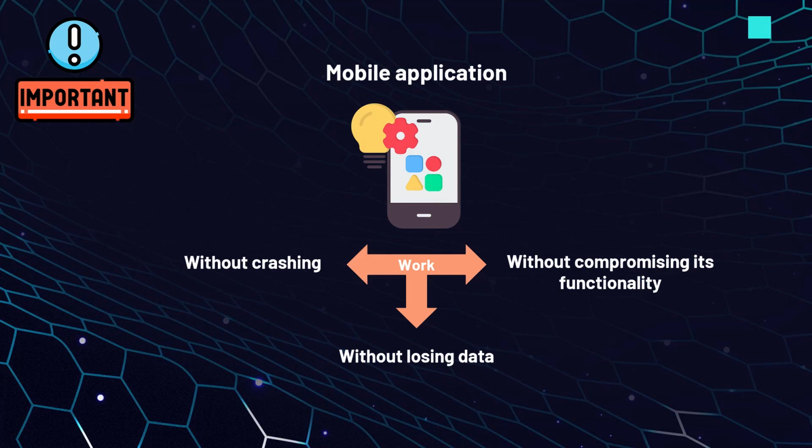This type of testing is particularly important for mobile app developers and quality assurance teams to ensure that the app can handle interruptions gracefully without crashing, losing data, or compromising its functionality. Interruptions can come in various forms. Let's take a look at several of them.